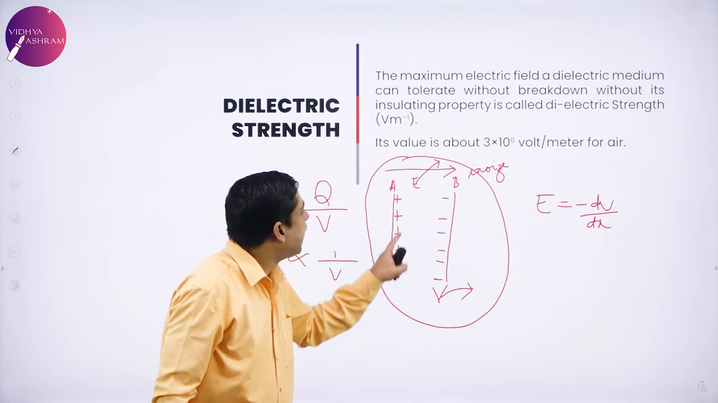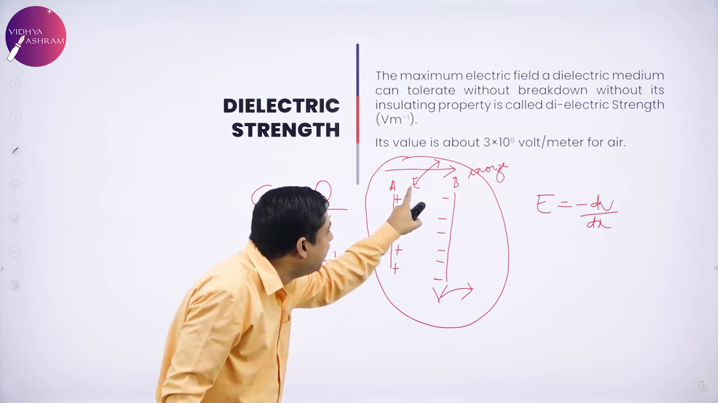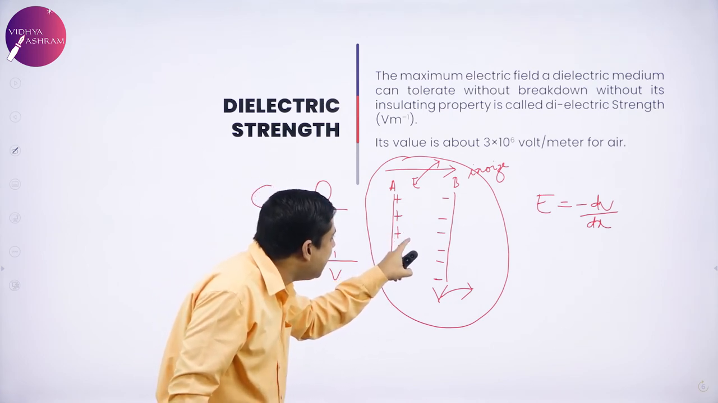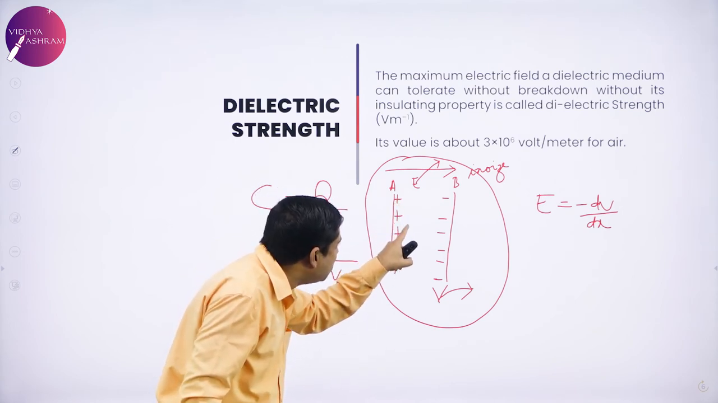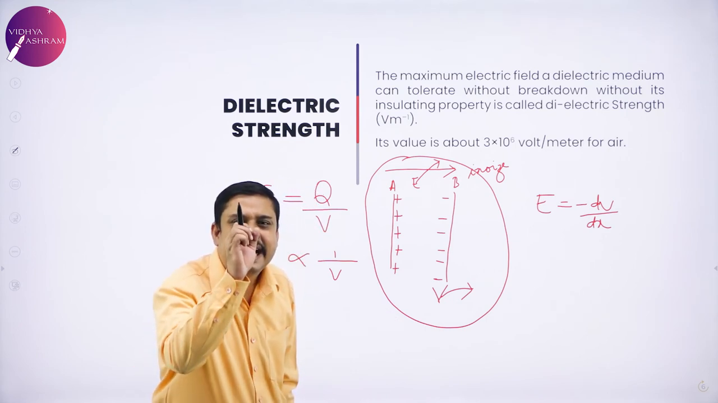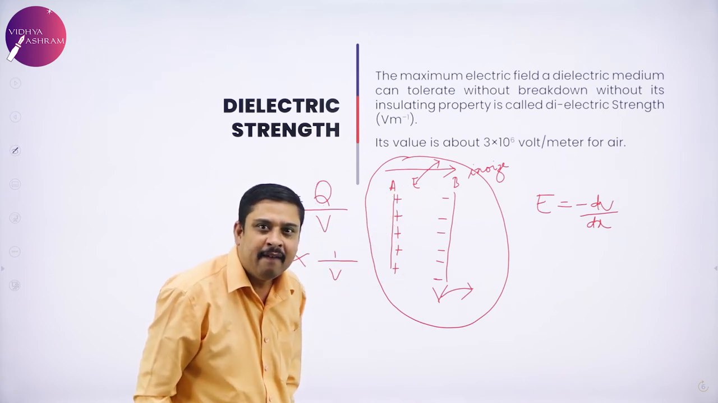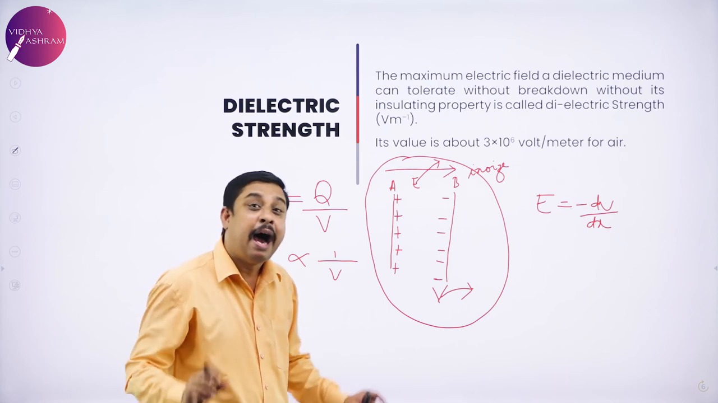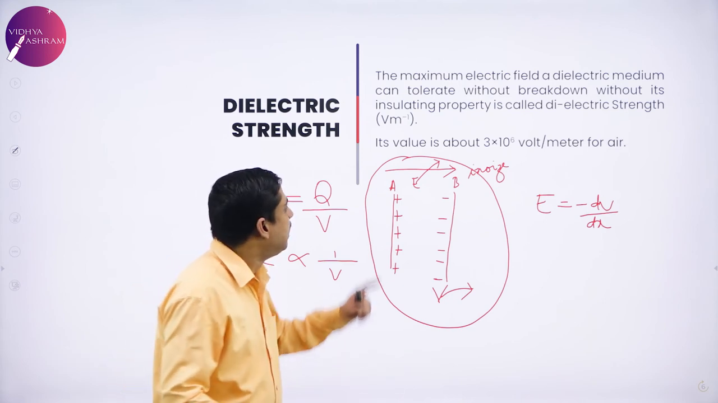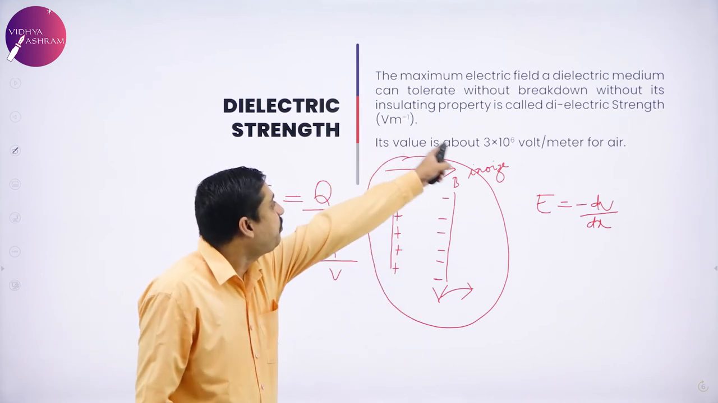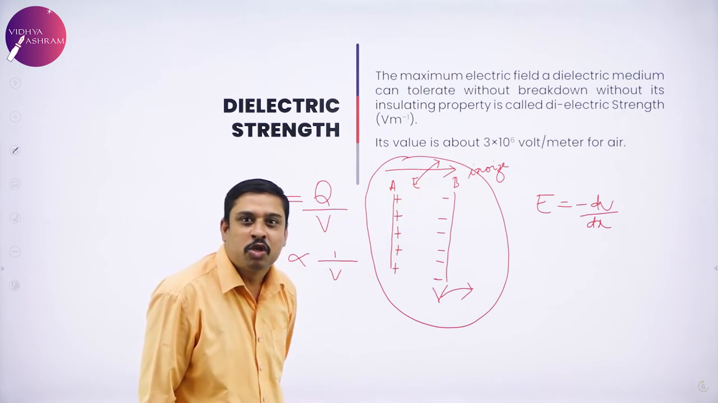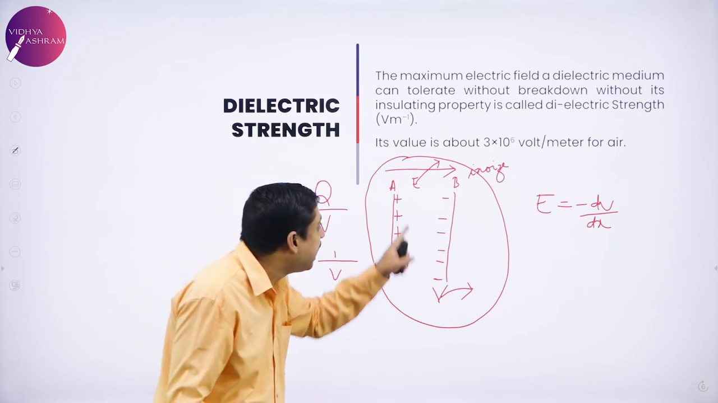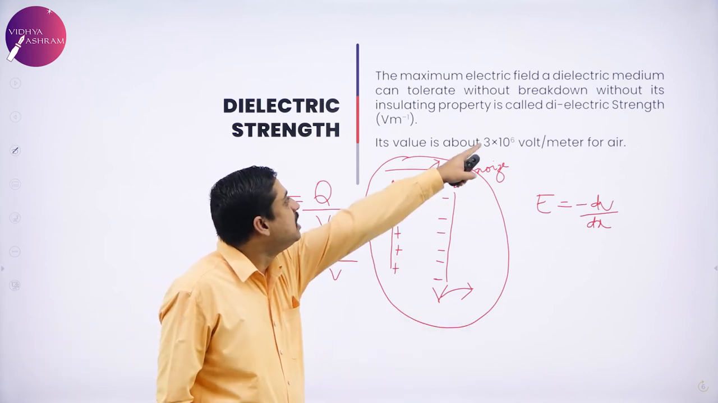So what does that mean? There is a maximum electric field which the dielectric medium can tolerate. This so-called insulating medium has a certain defined value of the electric field which it can tolerate. Above that, the insulating medium is broken down, the dielectric medium is broken down, and that strength is called dielectric strength. So what is dielectric strength? The maximum value of the electric field a dielectric medium can tolerate without breaking of its insulating property.